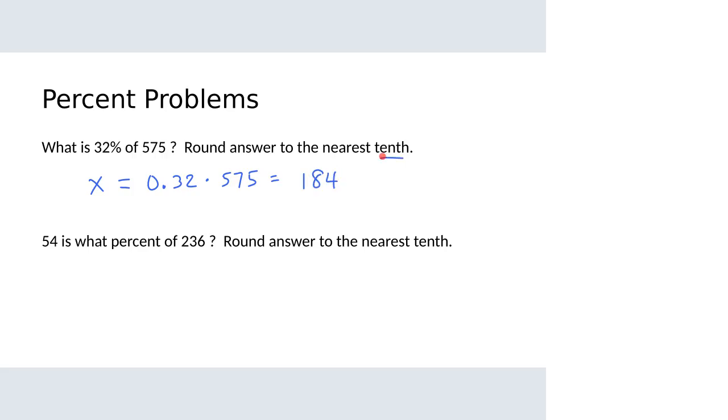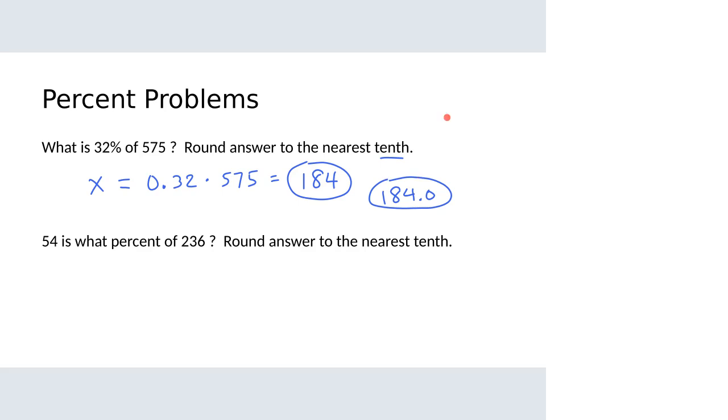This question said round to the nearest tenth. Well, our answer is already 184. This would be a perfectly fine answer. If you happen to write 184.0 because you were being really strict about rounding to the nearest tenth and showing the answer to the nearest tenth, that would be just fine. Canvas should give you credit for an answer like that. And if Canvas didn't, please let me know.